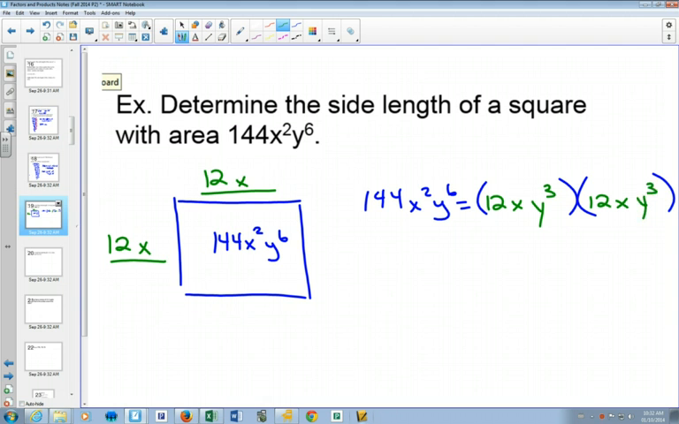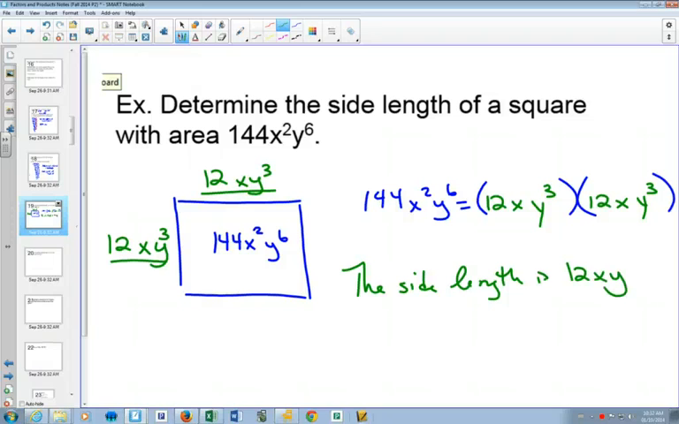Right? Because what is your exponent rule for multiplying? What do you do with it? You add the exponents. So even though 6 isn't a perfect square, with exponents it's okay, because y cubed times y cubed would be y to the 6. So the side length is 12xy cubed.